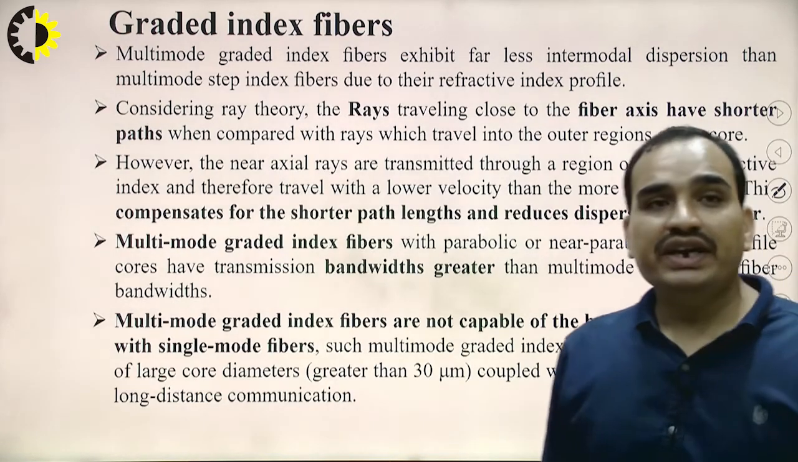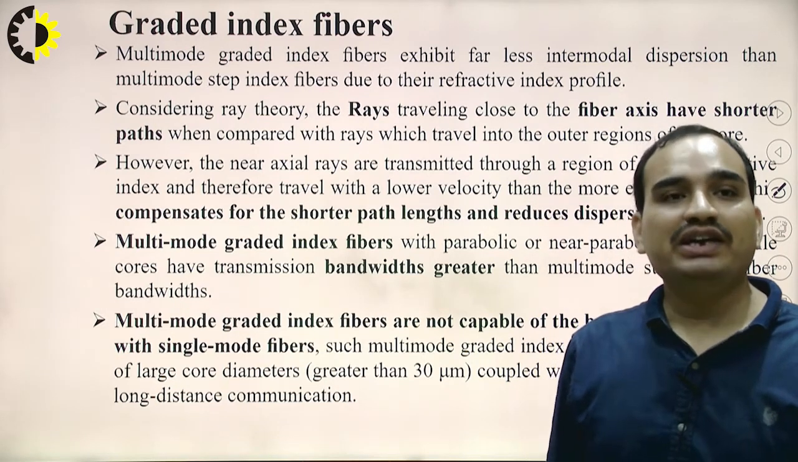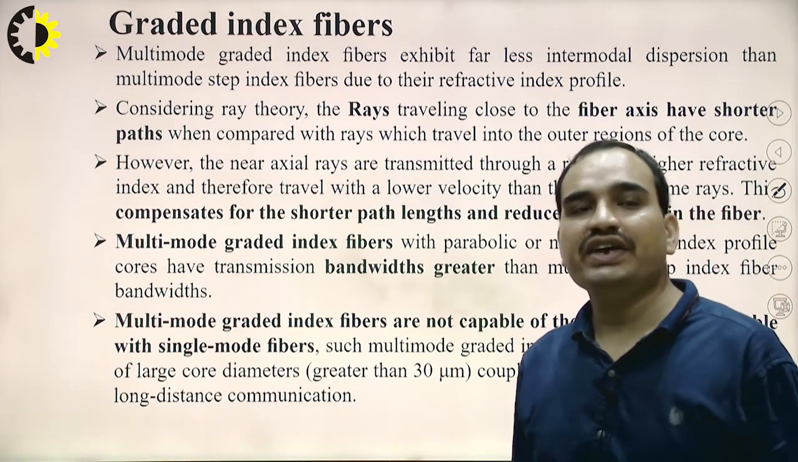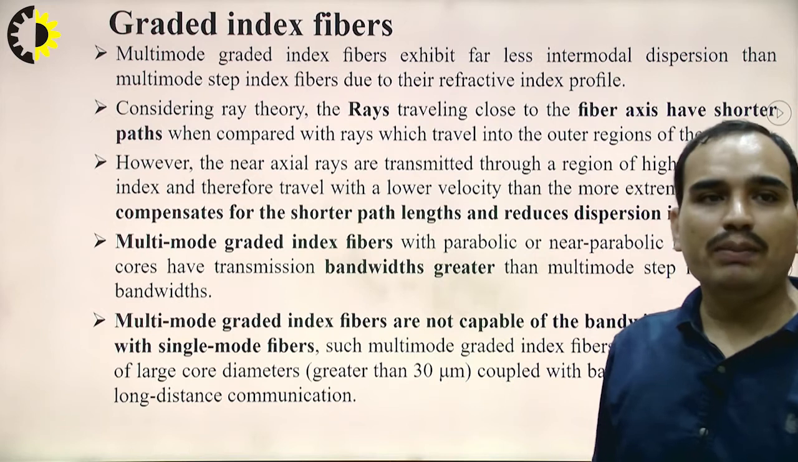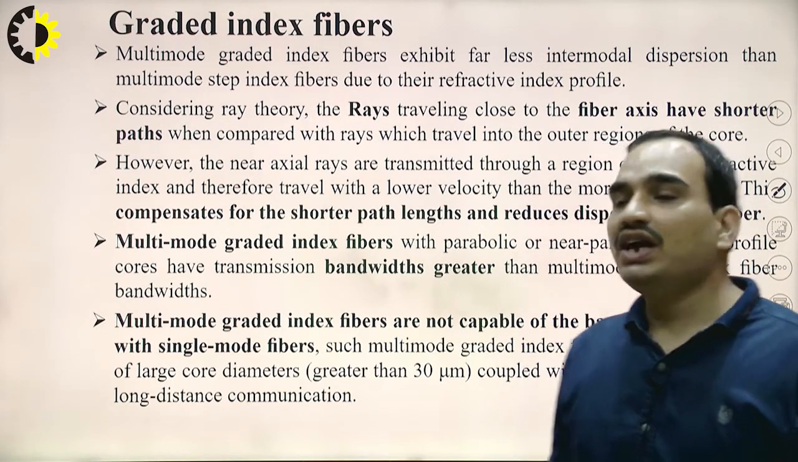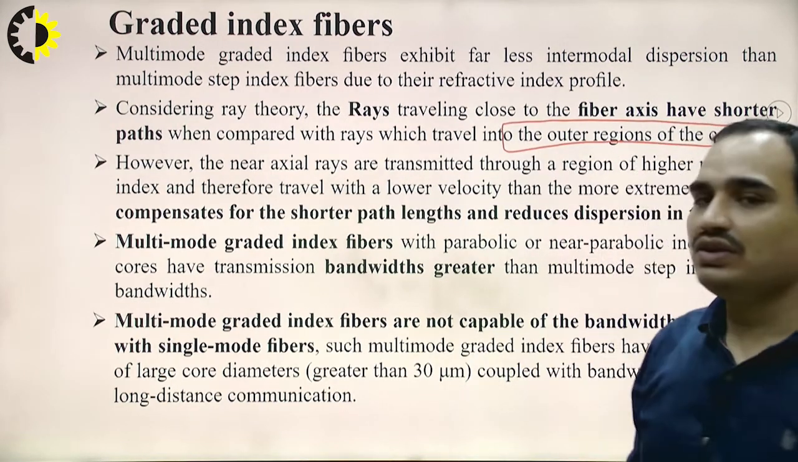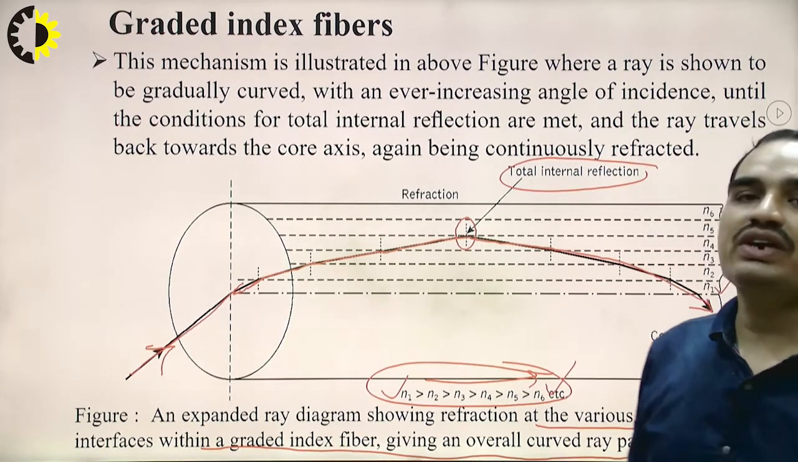So multi-mode graded index fiber exhibits far less intermodal dispersion than a multi-mode stepped index fiber due to their refractive index profile. Considering the ray theory, the rays traveling close to the fiber axis have shorter paths compared with the rays which travel in the outer region of the core, that is having the highest refractive index but least refractive index profile.